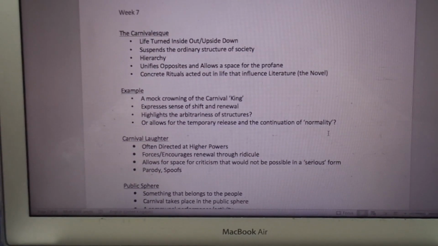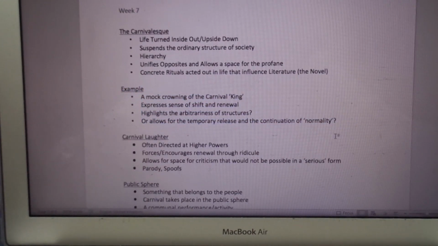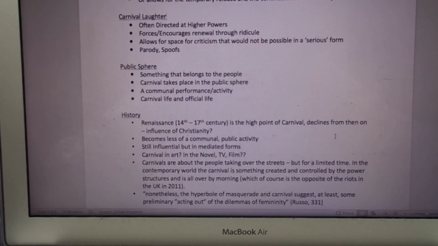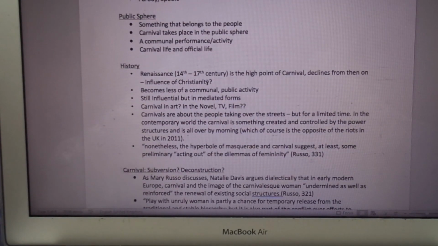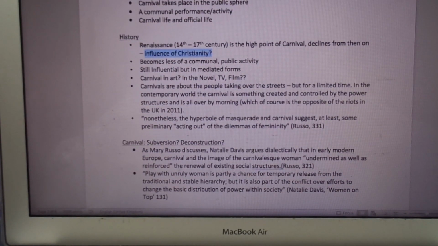Again, I've done it here, and then on this one for carnivalistic, can't say that word either, this thingy here, I've just given a few examples which we were given while we were talking, and then it just goes on. And then as you can see here in history, I've put influence on Christianity.